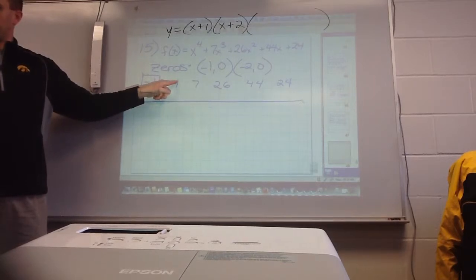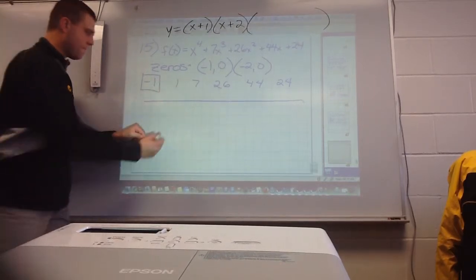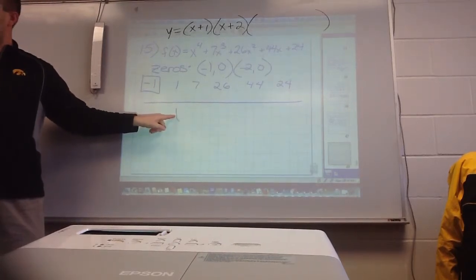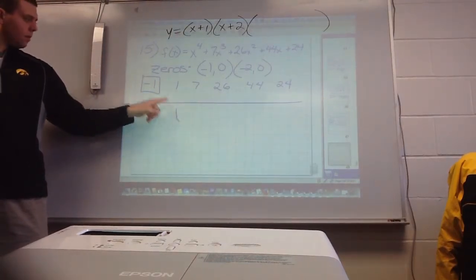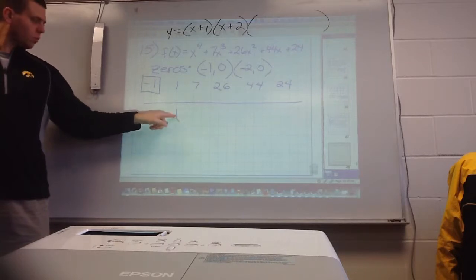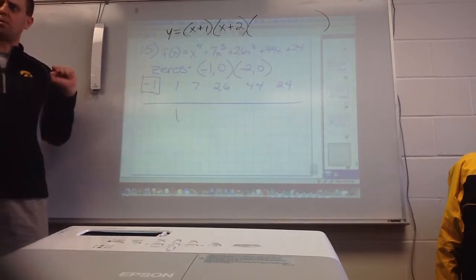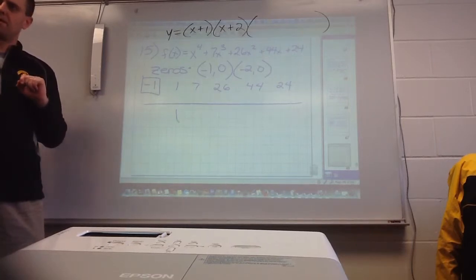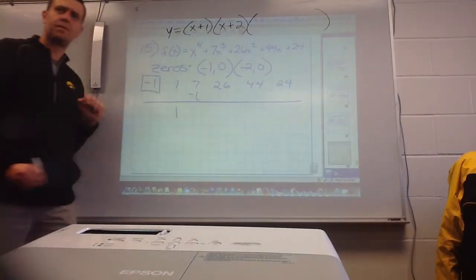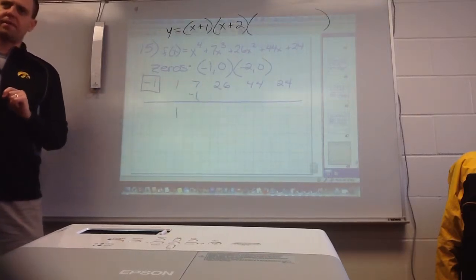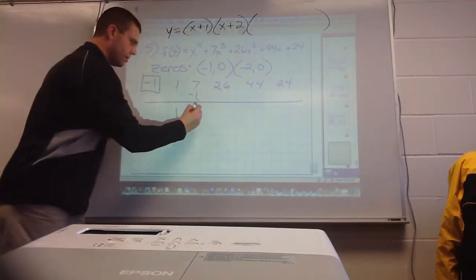What do I do with the 1, Jake? Bring it down. What do I do with this one, Emma? Multiply it by the number in the box. 1 times negative 1 is how much? Negative 1. Zach, where do I put the negative 1? Right underneath the 7. Marshall, what do I do with the 7 and the negative 1? Add them and I get 6.